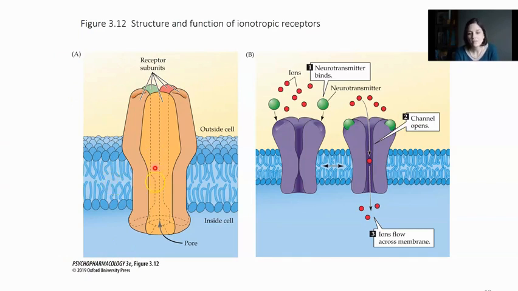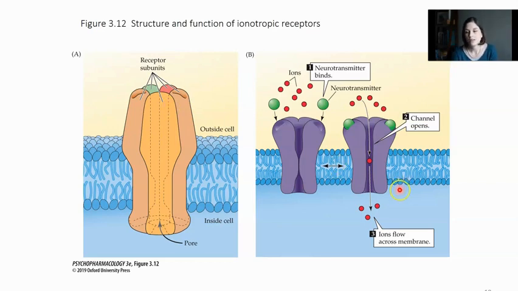So the opening of the ion channel can allow positive ions to enter the cell to cause depolarization, or maybe negative ions to enter the cell to cause hyperpolarization. Ionotropic receptors are also called ligand-gated receptors because they open when a ligand, which is a neurotransmitter or maybe a drug, binds to the receptor. And so we'll see that these receptors can exist in closed or open states.